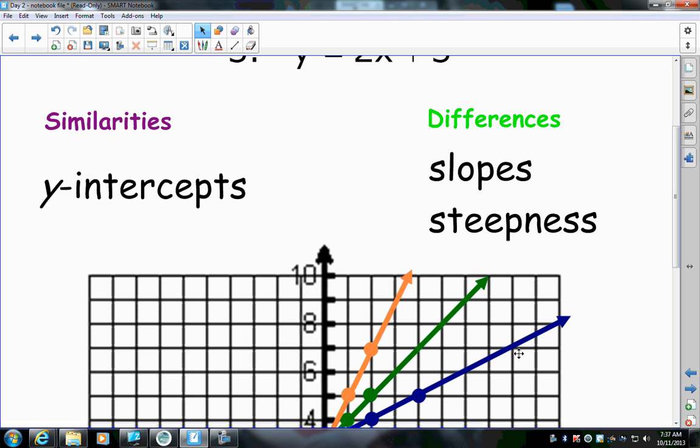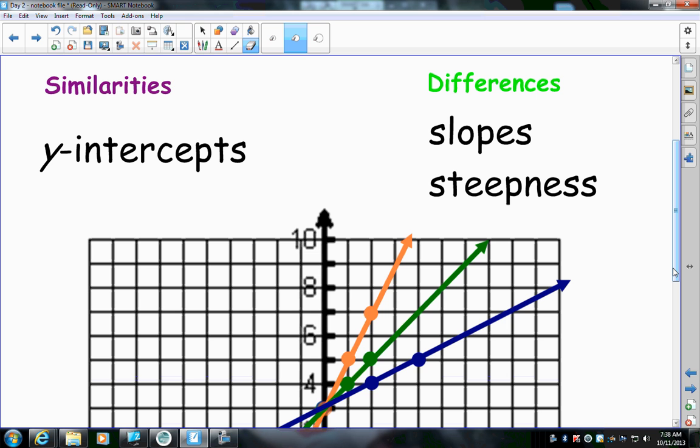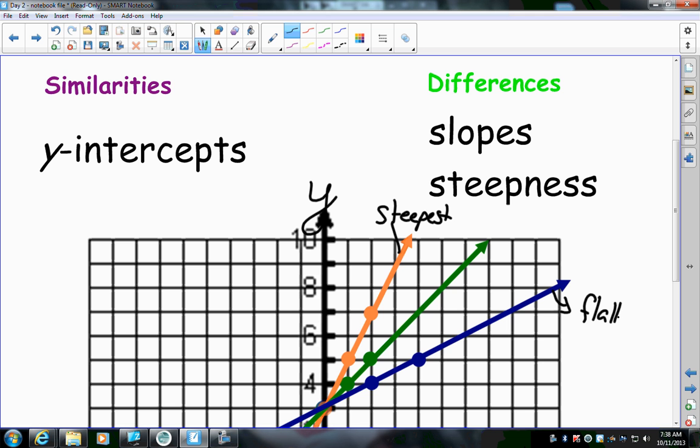Then your next question asks which line is closest to the y-axis. Oh, no, not that. I was about to say the wrong one. Your second question on your sheet: which line is closest to the y-axis? Remember, this is the y-axis right here. Which one is closest to this line? The orange, right? The orange one is the steepest. The blue one is closest to 0, closest to the x-axis. That one is the flattest.